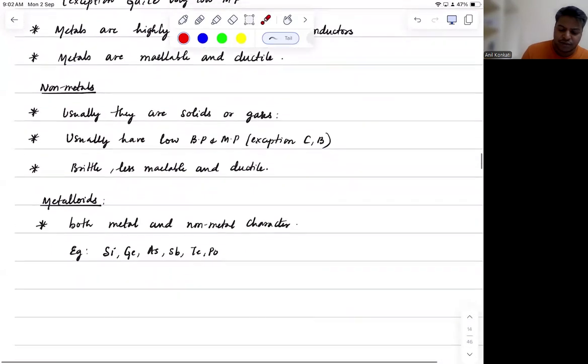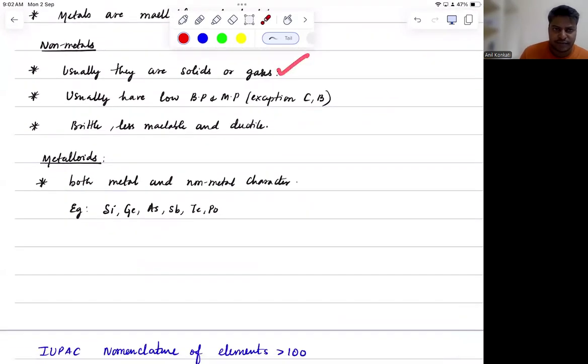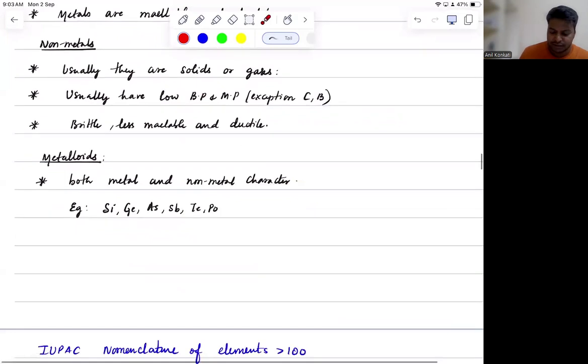Non-metals usually are solids or gases. Usually they have low melting and boiling points except for carbon and boron. They are generally brittle, less malleable and ductile. Metalloids are somewhere in between both of them. These are the elements: silicon, germanium, arsenic, antimony, tellurium, and polonium. These are metalloids.